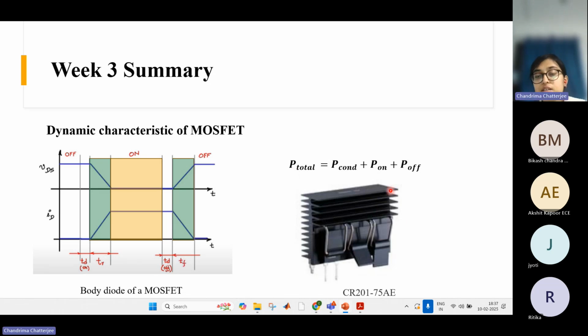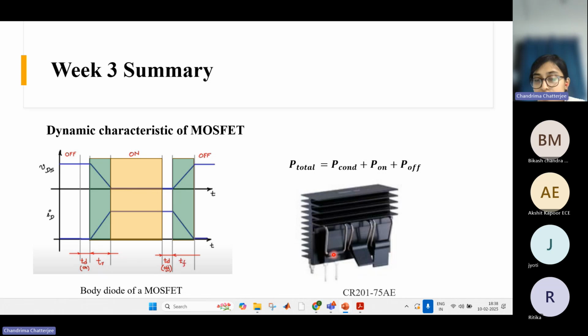And this is a picture of a heat sink. This is also an industry available heatsink. This is called the part number, this code, CR201755AE. You can search it afterwards. So there are different kinds of heat sinks. This is one of them.